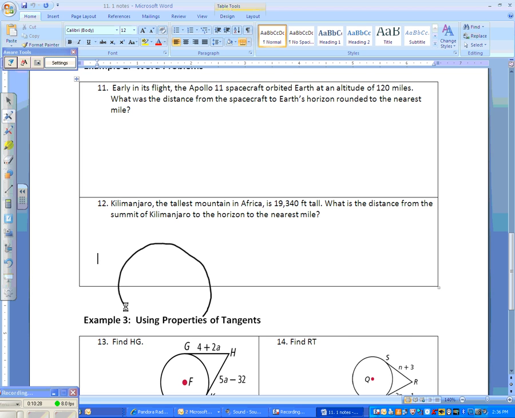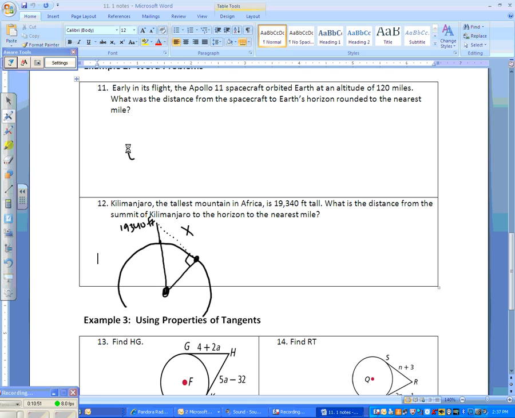There's my big circle. Okay, so the mountain is 19,340 feet tall. What is the distance from the summit to the horizon? So they're asking again for this tangent line, x. Okay, and if you draw the radius, there's a center, and draw the radius here, we have a right triangle because they always meet at right angles.